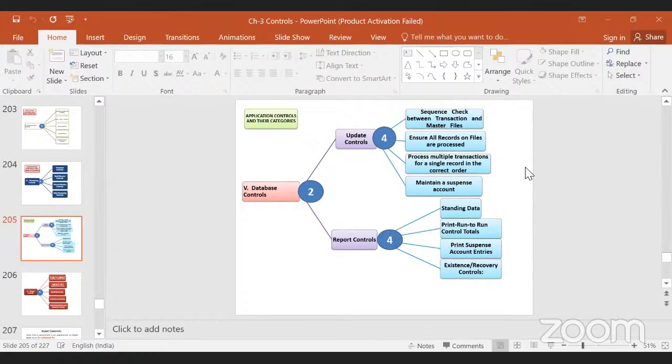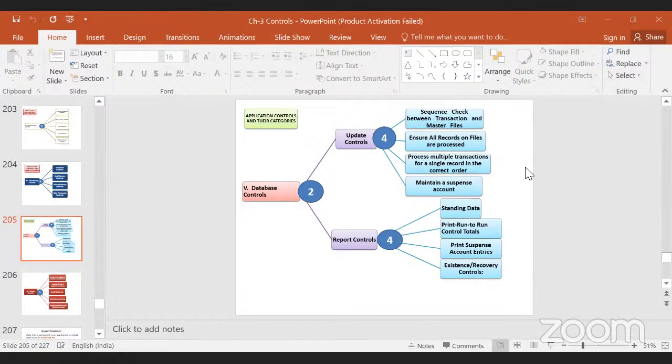The last one is maintain a suspense account. What is maintaining a suspense account? In case of our preparation of trial balance, some accounts may not be tallying. So what we do, we set up something called the suspense account. Right time being, we will balance it. After that, we will arrive at the solution. Like that, we will keep it in the suspense account.